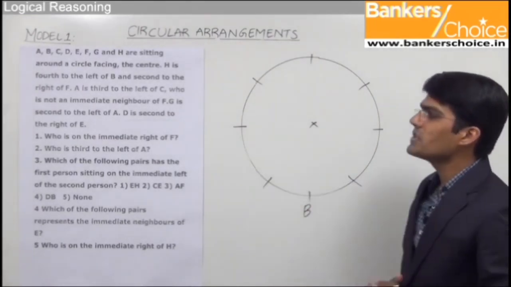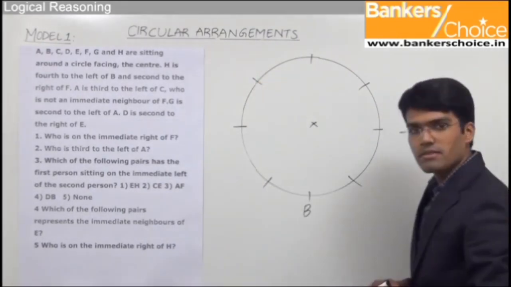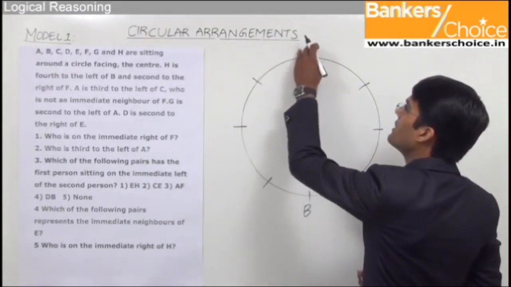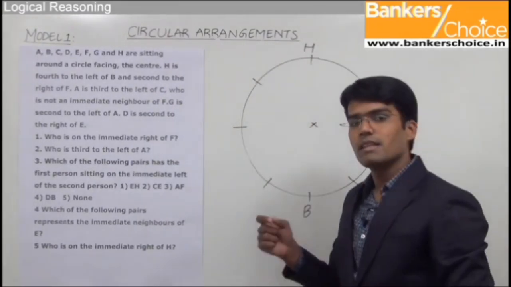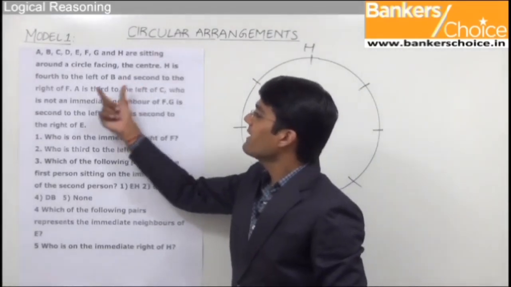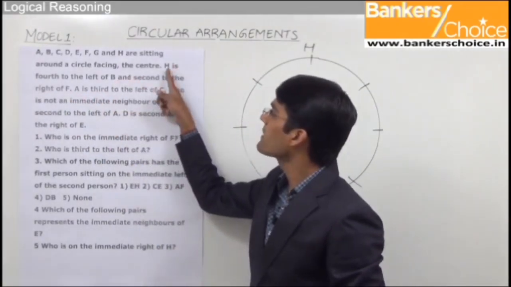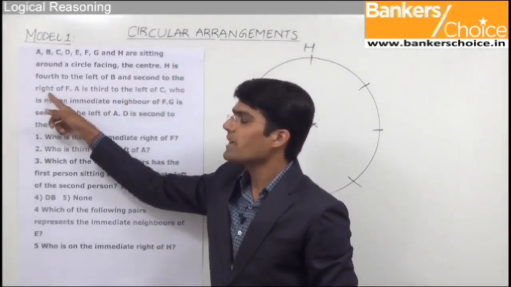We know that H is 4th to the left of B. Left of B should be towards our left. So 4th to the left of B should be 1, 2, 3 and 4. So this position should be occupied by H. Now the other part of the statement is and 2nd to the right of F. We know that whenever and is used, we refer to the first person. So we can say H is 2nd to the right of F.